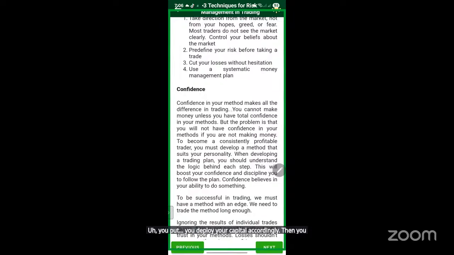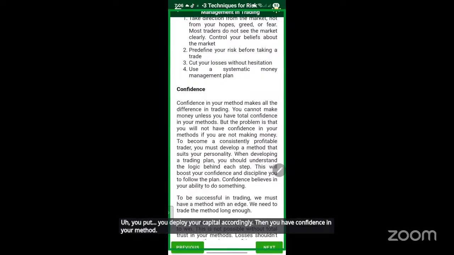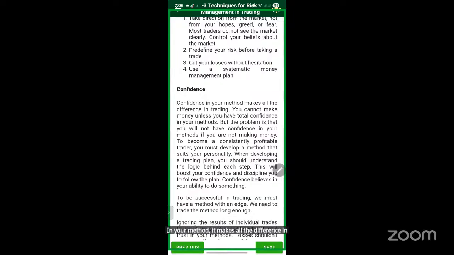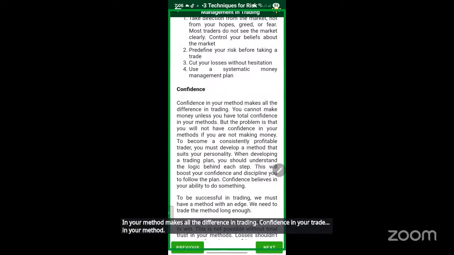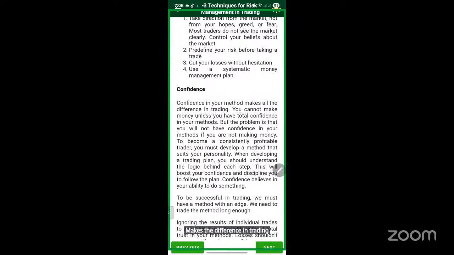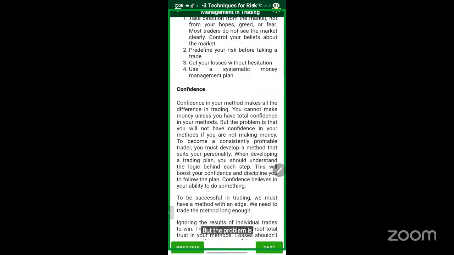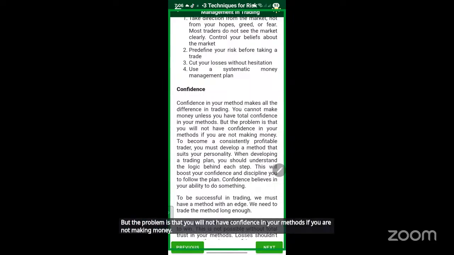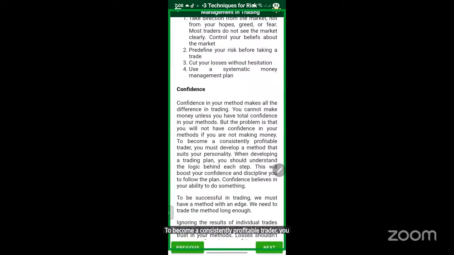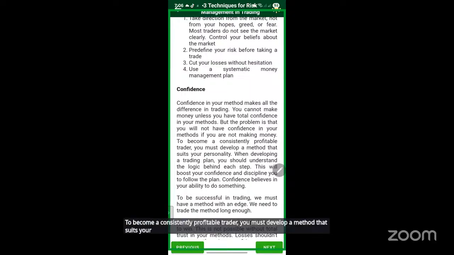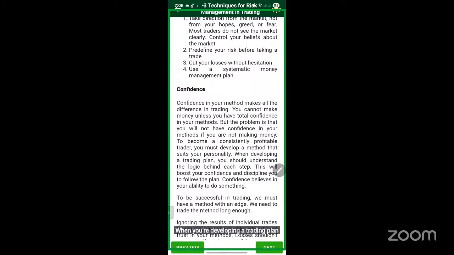Then you have confidence in your method. Your method makes all the difference in trading. You cannot make money unless you have total confidence in your methods. But the problem is that you will not have confidence in your methods if you are not making money. To become a consistently profitable trader, you must develop a method that suits your personality. When developing a trading plan, you should understand the logic behind each step. This will boost your confidence and discipline you to follow the plan.